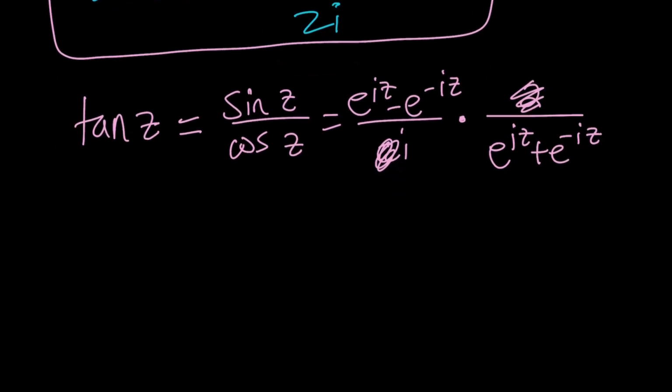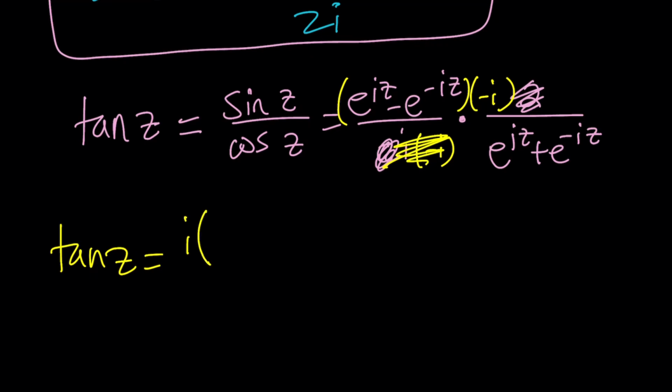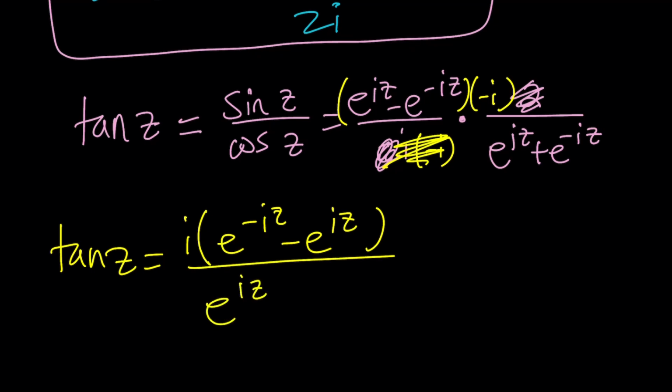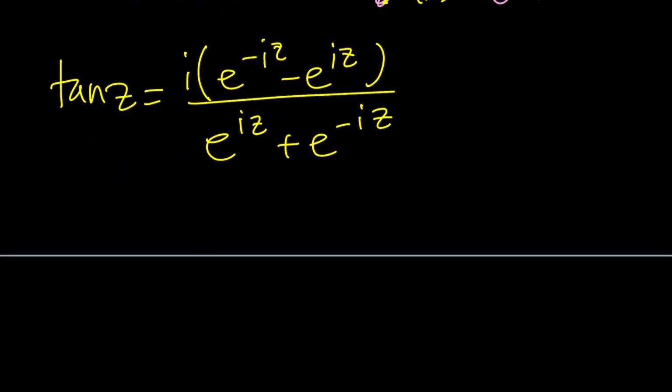And of course, you can multiply the top and the bottom by negative i, because negative i times i is negative i squared, which is equivalent to positive 1. A lot of times people are going to multiply by i and then they have to handle the negative. I just directly multiply by negative i, no big deal. This is just 1. And the top is just going to be flipped and multiplied by i, so I could write it as follows. Tangent z equals i times e to the negative iz minus e to the iz, because the negative flips, right? And at the bottom I have e to the iz plus e to the negative iz. So that's the tangent z in terms of the exponentials.